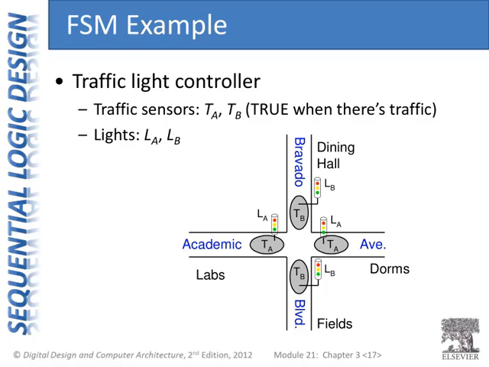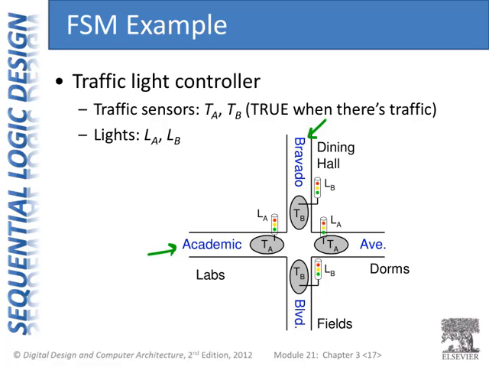So let's go through another example of a finite state machine. This is a traffic light controller, and this one's also in your book. So if you want to read about it, you can also use the book as a reference. So let's suppose we have two inputs, which are traffic sensors, TA and TB. So they're going to determine whether we have traffic on Academic Avenue. T sub A will determine that traffic. Or Bravado Boulevard, so TB will determine if there's traffic on Bravado Boulevard.